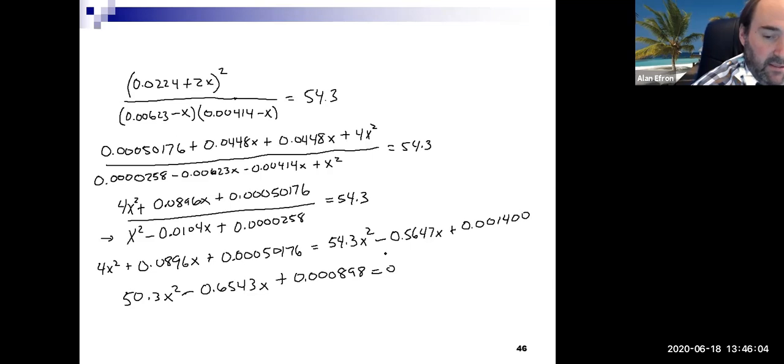And then what we want to do is combine everybody, right? So we want to get everybody to one side. It really doesn't matter, but usually most people will keep the x squared the positive number. So we'll bring everything that's over here to the other side. And when we do that, we end up with our final equation there of 50.3x squared minus 0.6543x plus 0.00898 equals zero, give or take a little, depending if you round it differently than I did, but you should get somewhere in that ballpark. That is a long way to go.